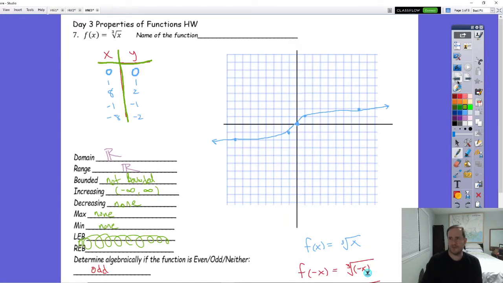I guess I forgot. We are supposed to be naming the function. This is a cube root. I'm sure I said that at some point.